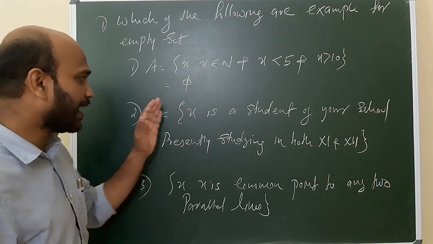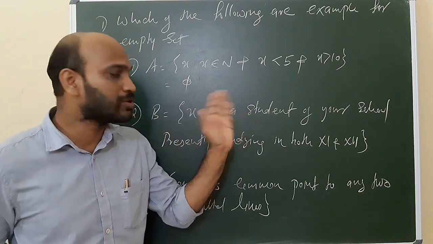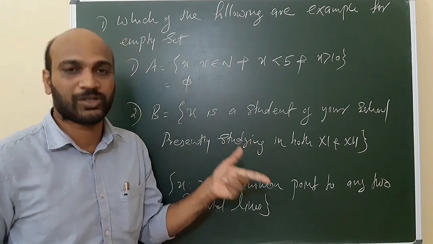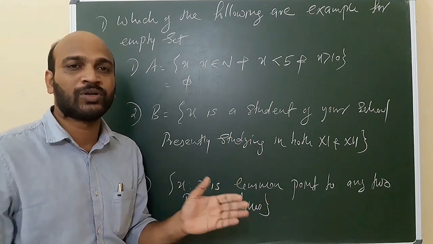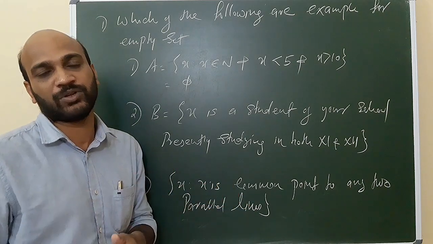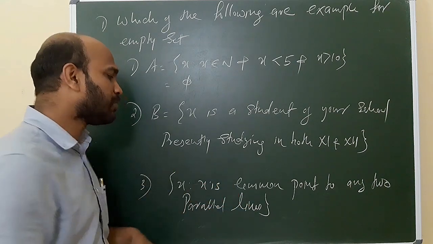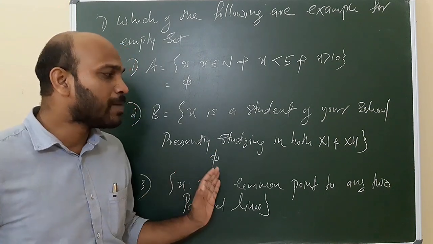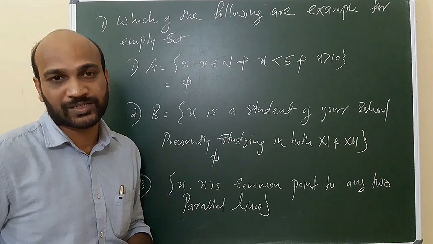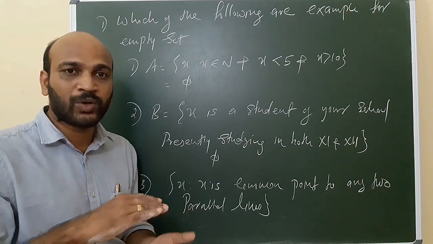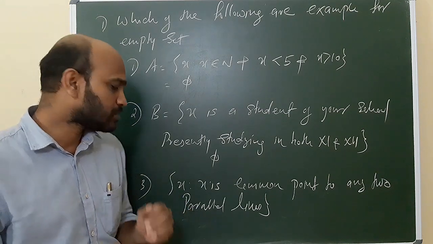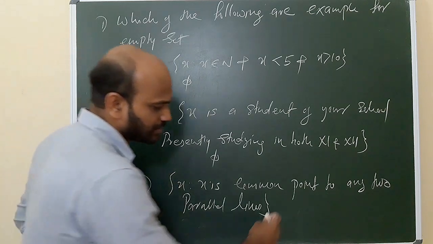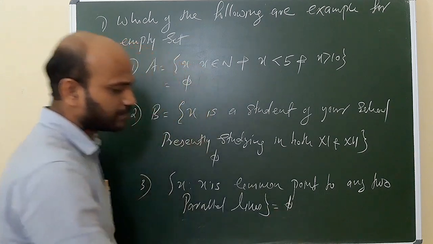And second one, B: x is a student of your school, presently studying in both +1 and +2. You cannot study both together in +1 and +2. So this is another example for null set. And third one, x is a common point to any two parallel lines. Is there any common point between two parallel lines? There is no common point. So this is the third example for empty set.